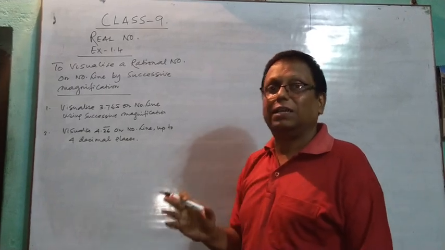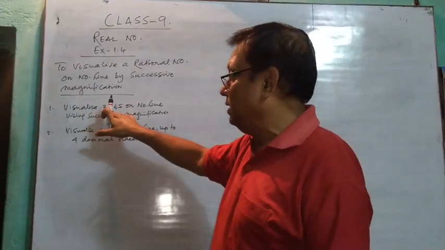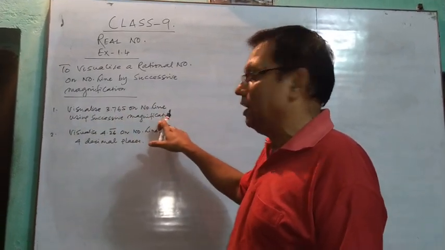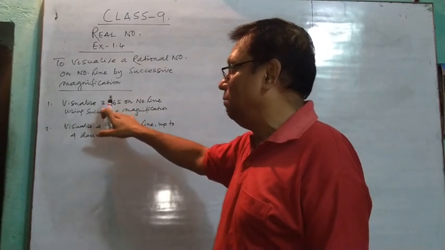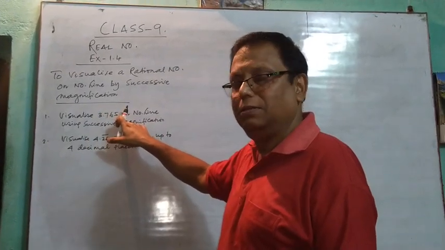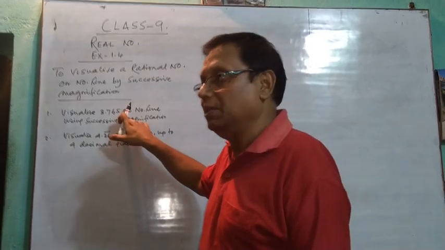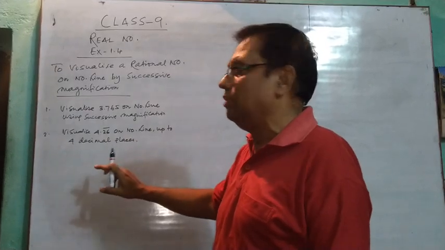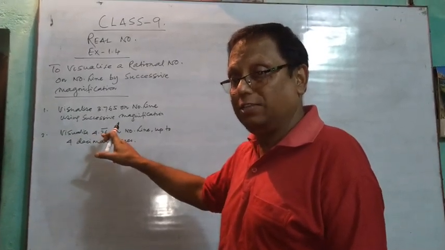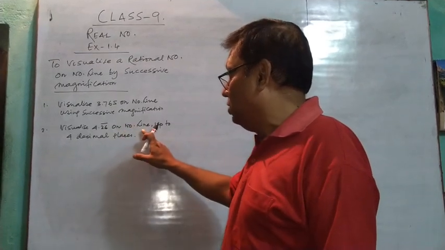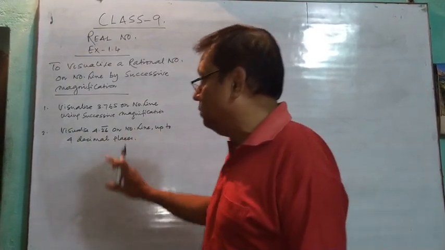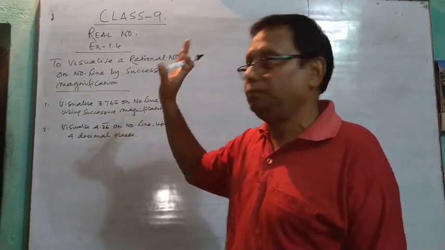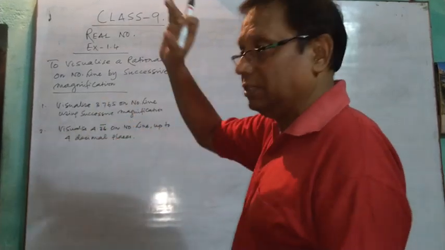In your exercise, there are only two questions. Visualize 3.765 on the number line using successive magnification. See, it is a rational number, 3.765. And what sort of rational number? Terminating decimal. And the second question is visualize 4.26 recurring over 26, again a rational number, on the number line up to 4 decimal places. 4 decimal places means 4.2626. That's all. Now let us start with the first question.